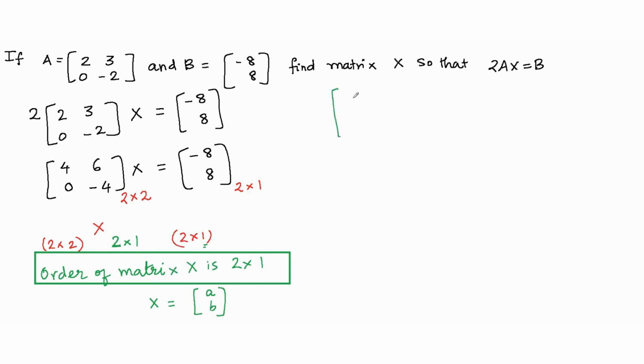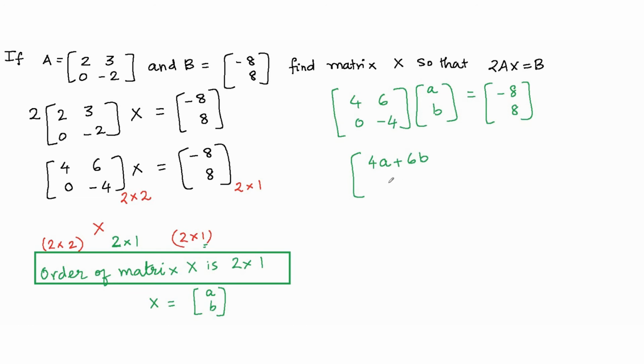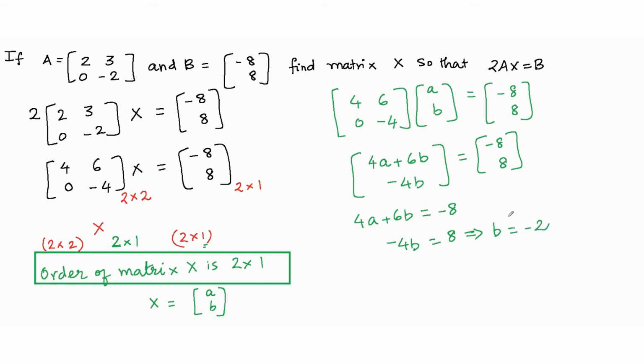Now I can say that the multiplication is [4, 6; 0, -4] times X, where X is [A, B], equal to [-8, 8]. So now let's multiply. We get 4A + 6B and then 0A - 4B, that's -4B, equal to [-8, 8]. Now I can equate the corresponding elements. So I get 4A + 6B = -8 and -4B = 8. So this means B is -2, right?